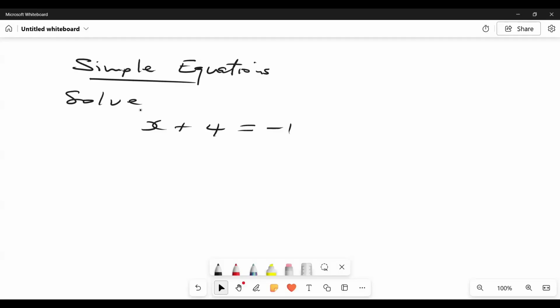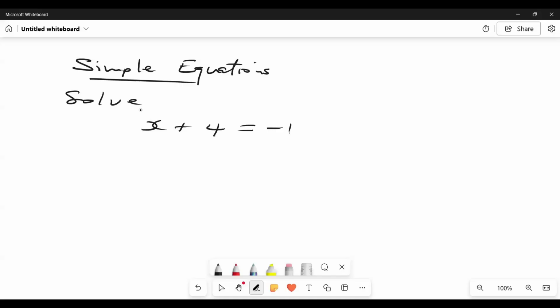And a good comparison to a simple equation is a scale. Therefore, to maintain balance, what you do to one side, you must do to the other side, right? So your purpose here, when they say solve that equation, what they basically mean is find the value of x. So we see here there's a 4. We want x, so what we need to do is get rid of this 4.